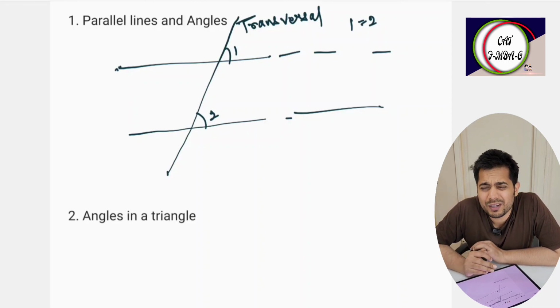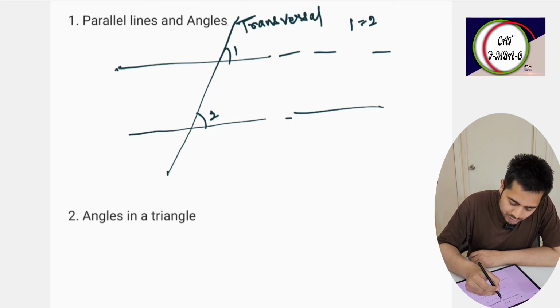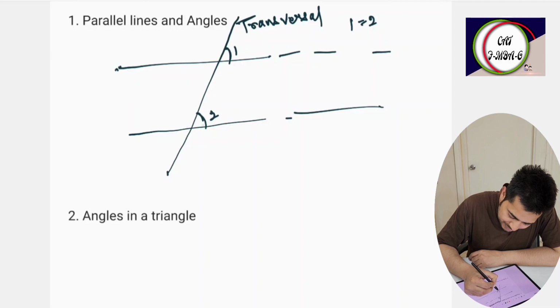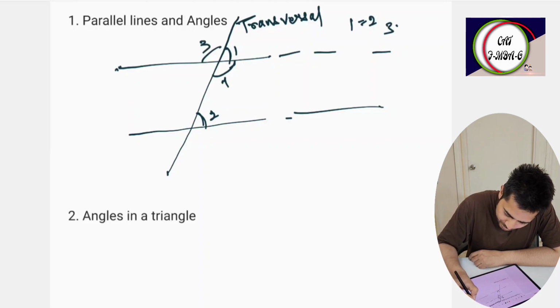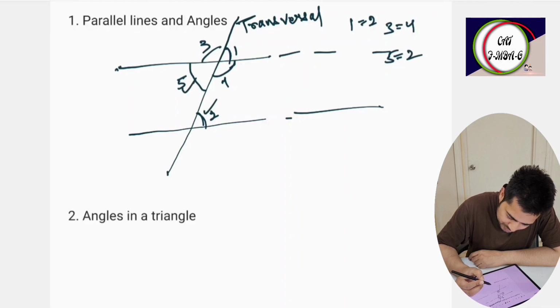Okay, there may be different kinds of terminologies, but you do not need to remember them. You are not going to give a theory exam. Just remember the concept. If two parallel lines are there, then these angles are going to be the same. Similarly, this angle is going to be this angle. Okay, so 1 is equal to 2 and 3 is equal to 4, and this, let us say 5. So 5 is equal to 2. This angle is going to be this.